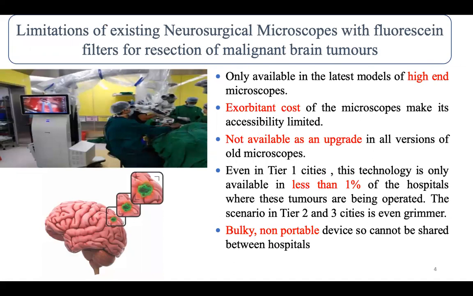However, there are various limitations of these existing neurosurgical microscopes with fluorescein filters, which include the high cost, limited access, which is worst in Tier 2 and Tier 3 cities, and it is also a bulky and a non-portable device, so it cannot be shared between the hospitals.